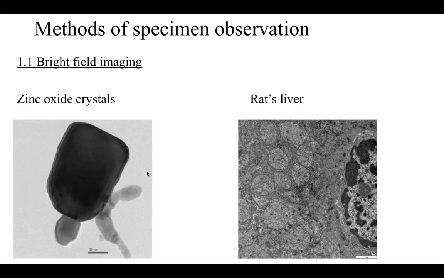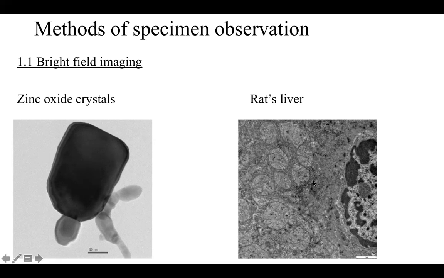And here, because we have the zinc oxide crystal, when the electrons pass through this, they will definitely get scattered by the zinc and oxygen atoms in the crystal. Because they are scattered, they scatter at a different angle. They are all removed from the imaging. Therefore, it appears dark. So this is bright field imaging.